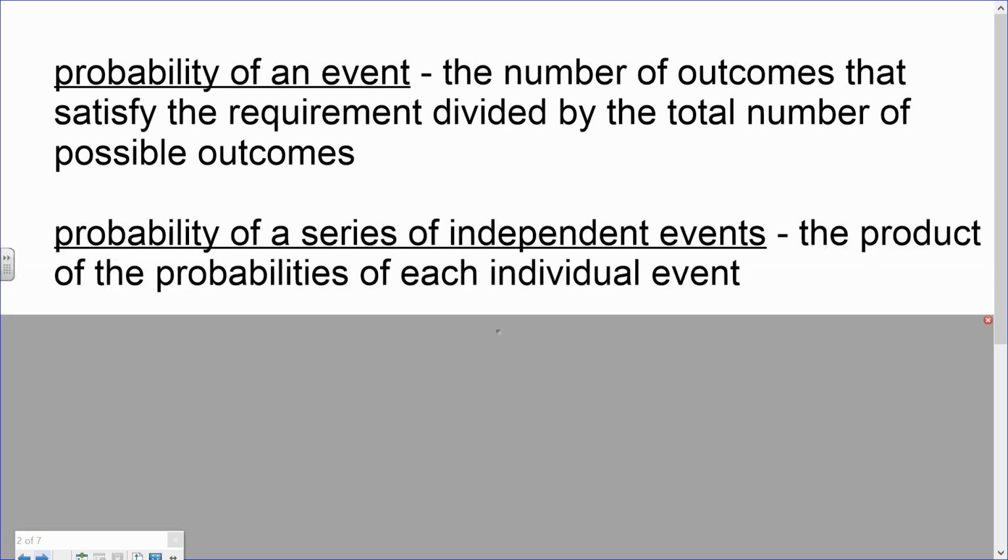When I am talking about independent events, I'm talking about events where what happens with the first one in no way changes the probability for the second one. Then they are independent events. When we calculate those probabilities, we do them by multiplying the individual separate probabilities.